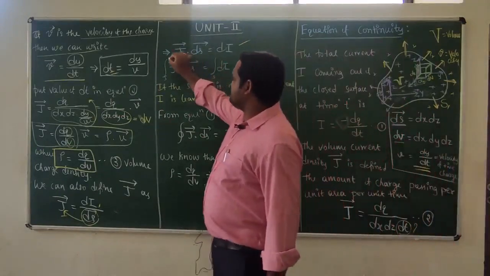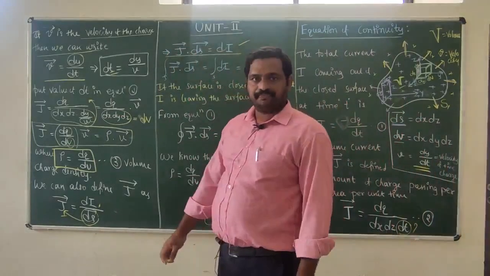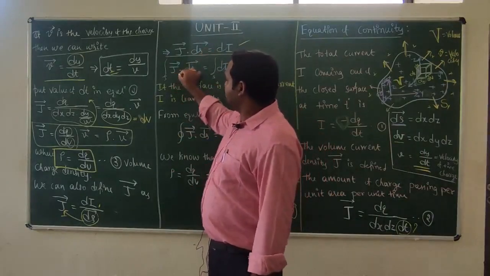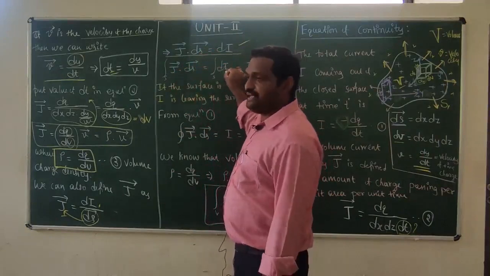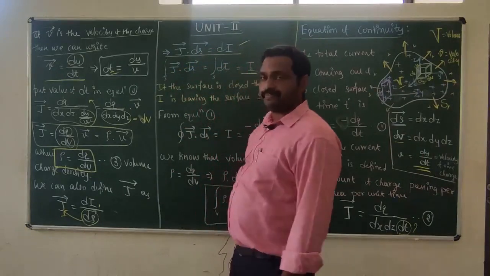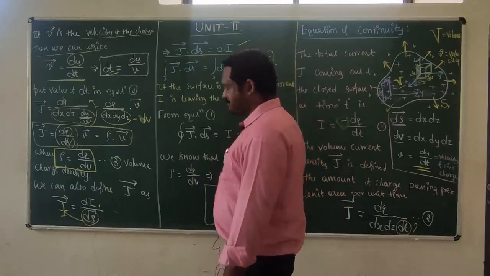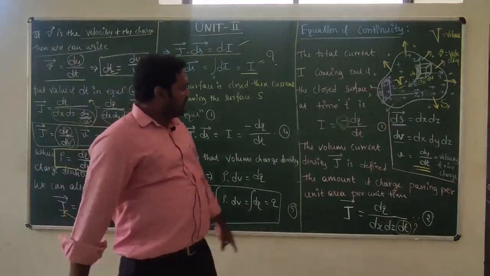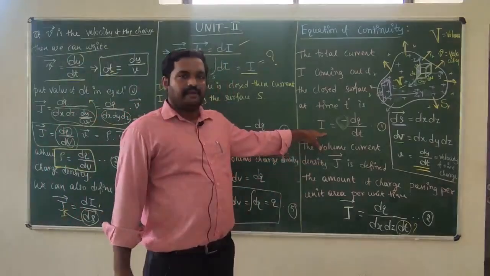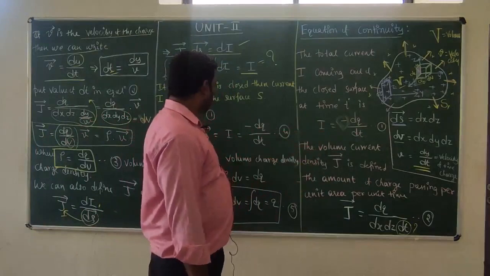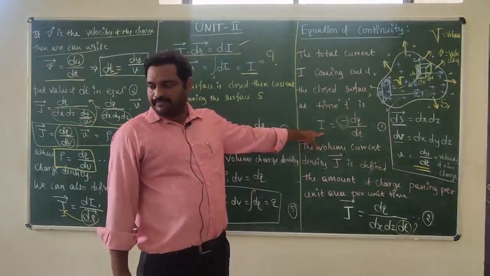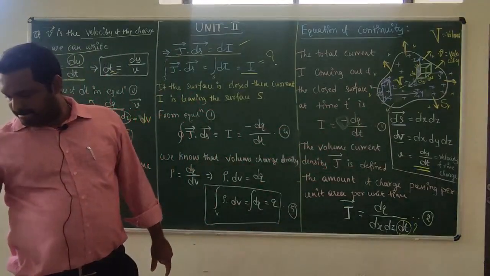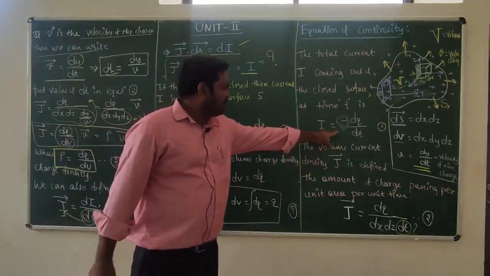Now integrate this equation. Since ds is a surface element, the surface integral of J dot ds is equal to the integration of di, which is equal to I. Now what is this I? It is current. Now you can see in equation number 1 we also have I.